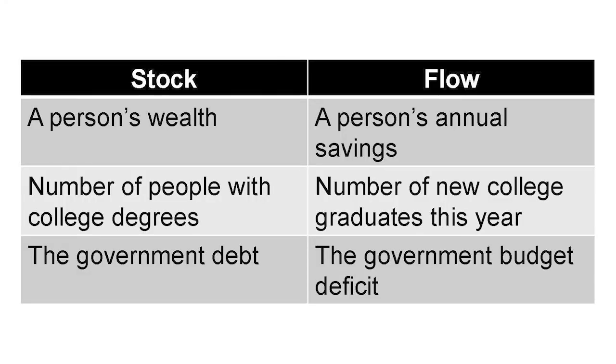For example, a person's wealth is their stock, but your income is a flow. The amount of money that you put into savings is a flow, or take out of savings is a flow. The number of people who have completed a college degree is a stock. That's our stock of educated people. The flow is how many people are going to graduate this year, and so on and so forth. The stock here should say the government debt is the stock, and the government budget deficit is a flow. That's how much the government is spending above its revenues any given year.